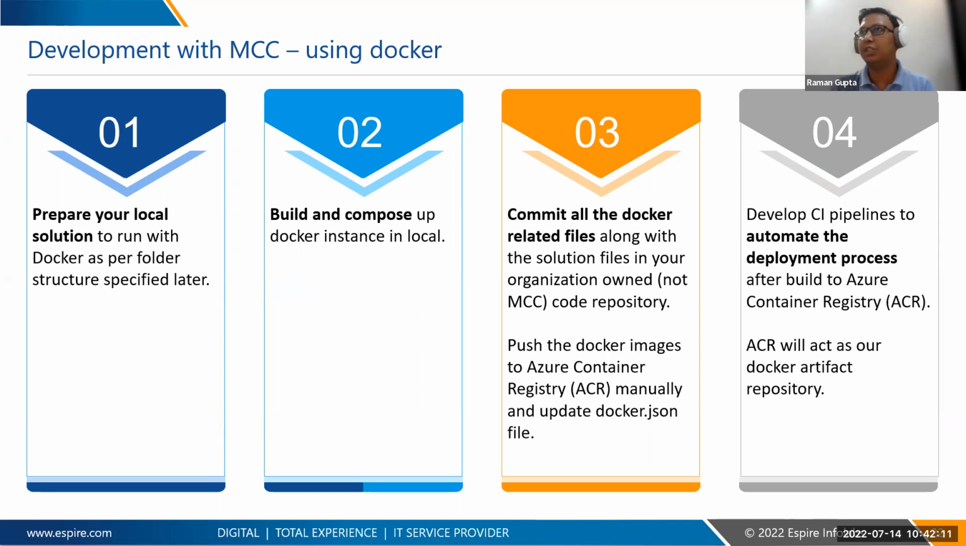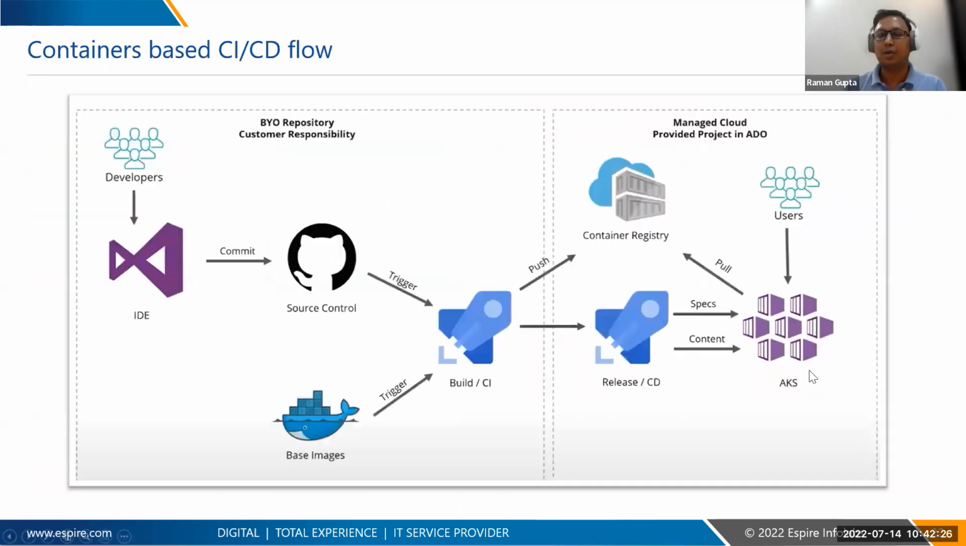So for pushing the images to ACR, because it is the MCC subscription, we will need access to the service principal. So that we will discuss later. So this is the overall 4-step architecture. And now in the next step, VK will just explain in pictorial form how it will work.